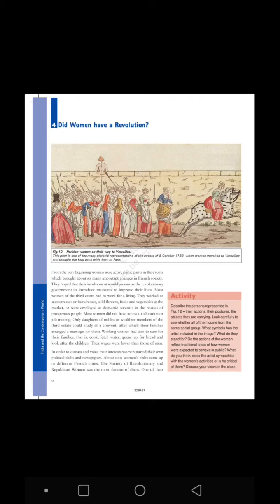Working women had also to care for their families, that is, cook, fetch water, queue up for bread, and look after the children. Their wages were lower than those of men. In order to discuss and voice their interests, women started their own political clubs and newspapers. About 60 women's clubs came up in different French cities. The Society of Revolutionary and Republican Women was the most famous of them.